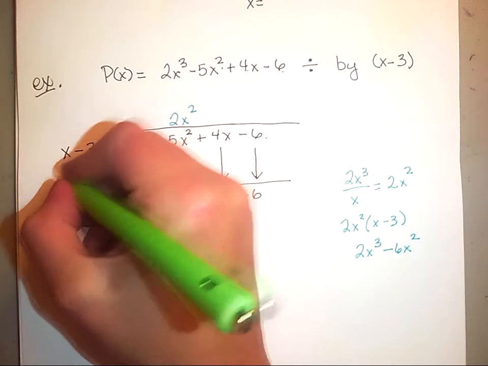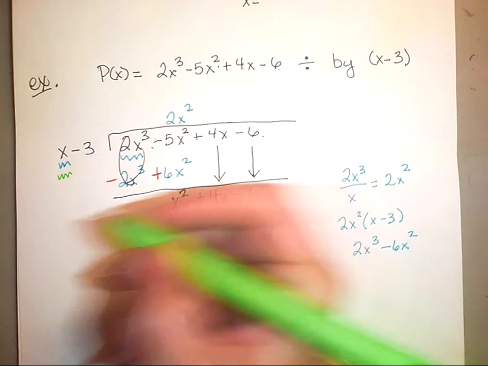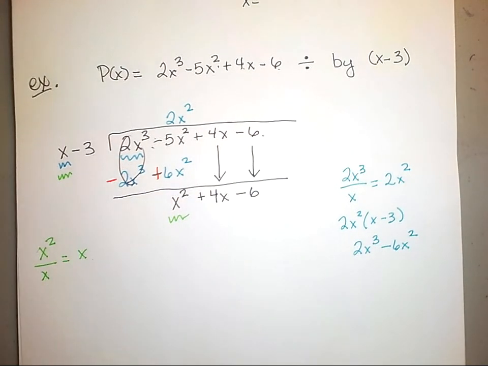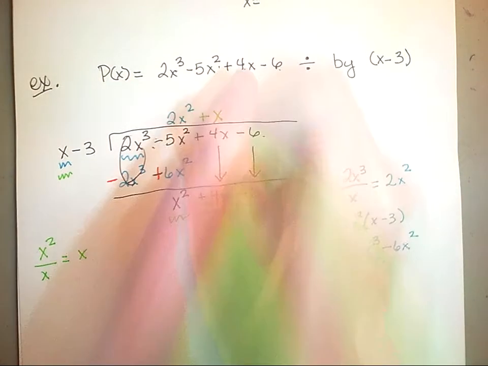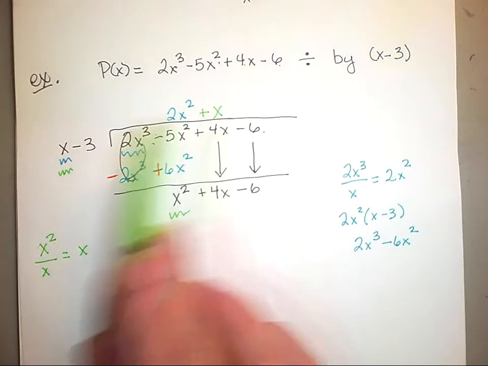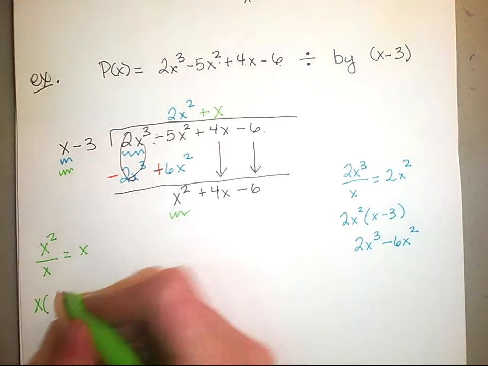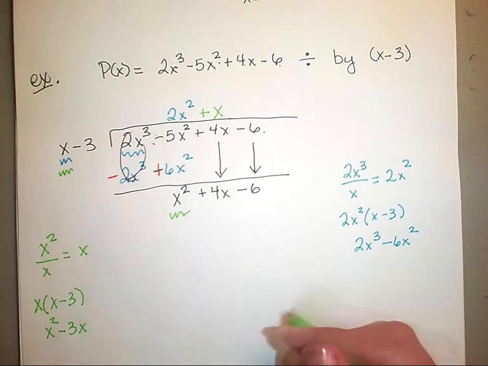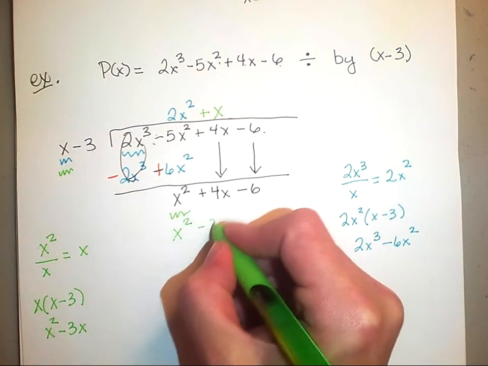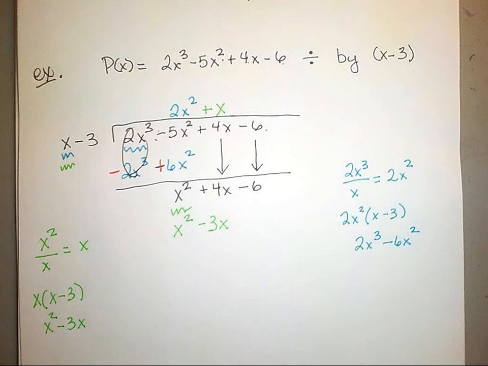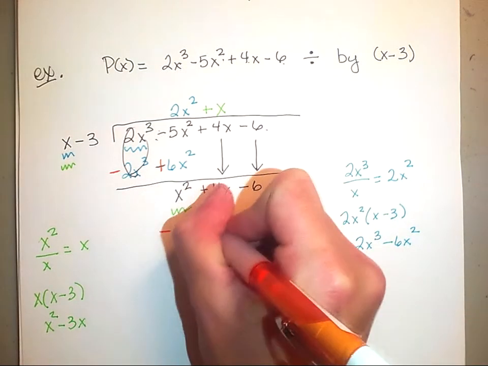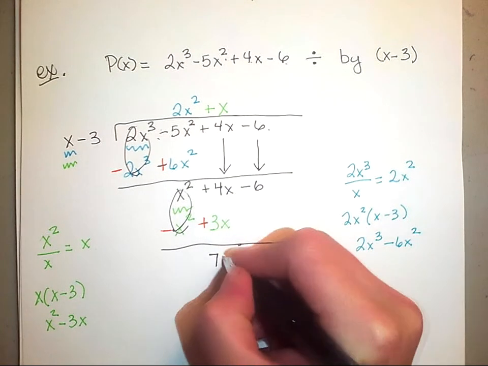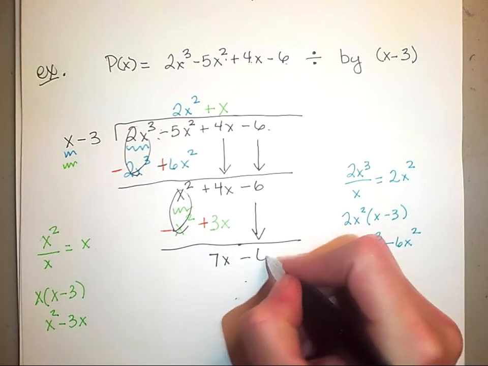And then we can start again. This time we'll ask how many times x goes into x squared. And that simply reduces to x. Okay, it's positive, so that becomes a plus x up top. Then we take this times this. So x times x minus 3 is x squared minus 3x. And that's what we write here. But we're subtracting, so we want to change the signs. Now this will go to 0. This is 7x. And we bring down the minus 6.